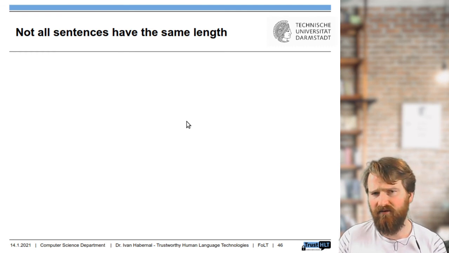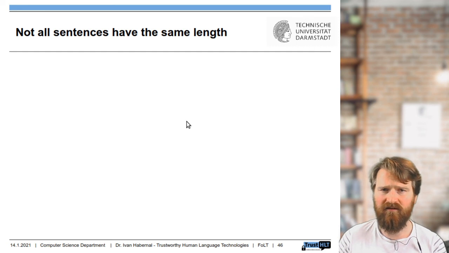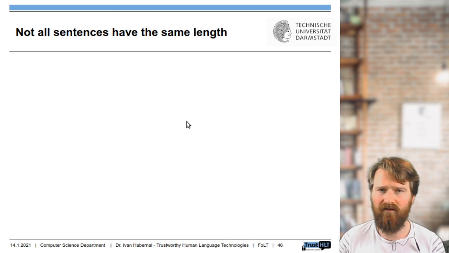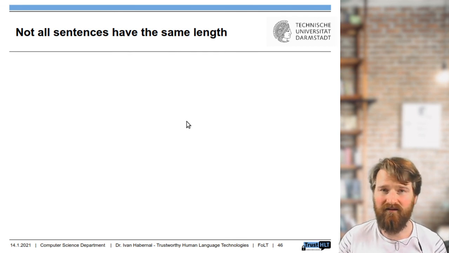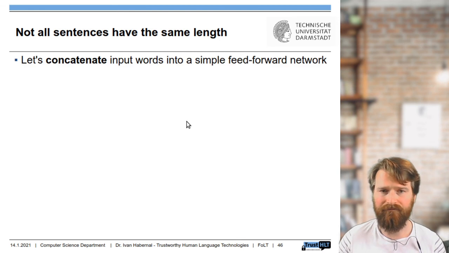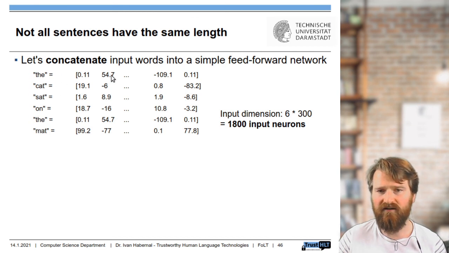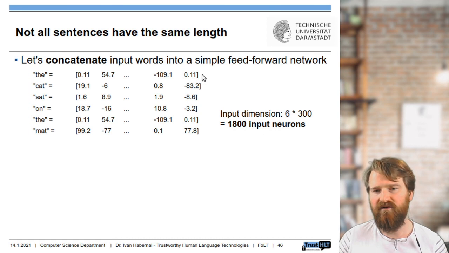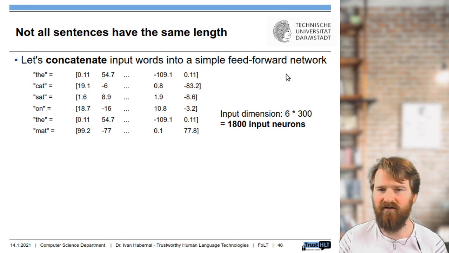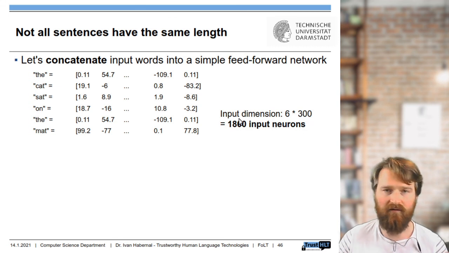One issue you might be dealing with: if you have images and they all have the same dimensions, this is fine, because then you fix your input layer in the network, and all images will have the same size. In the case of sentences or documents, they have different lengths. For example, if we want to classify "the cat sat on the mat", each of the words has 300 dimensions, and we just concatenate these vectors, one after each other, so we would need 1800 input neurons. Why not? This is fine.